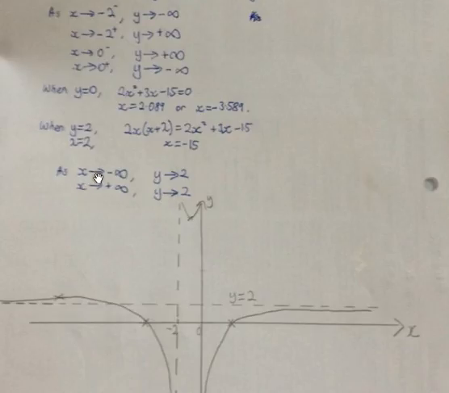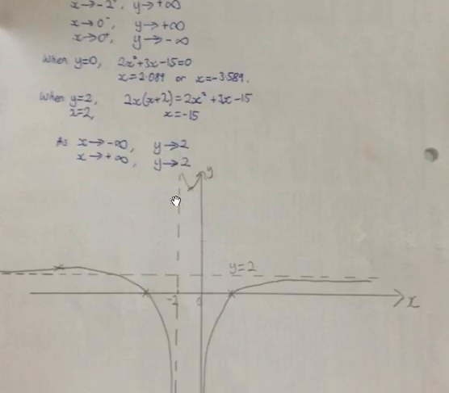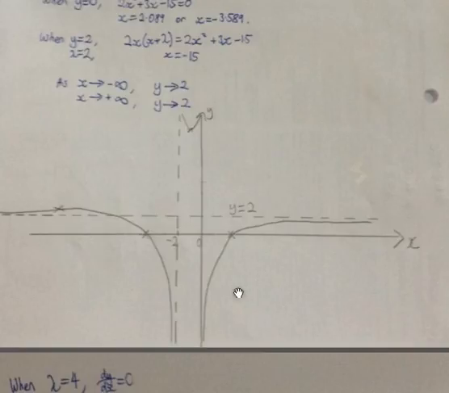Next, to show that when x tends to negative infinity, we see that the values of y tend to 2. As in, when x tends to negative infinity or positive infinity, both the y values tend to 2. And so this is a sketch when lambda equals 2. We notice that there is a portion in the middle here, and these are the two sides.